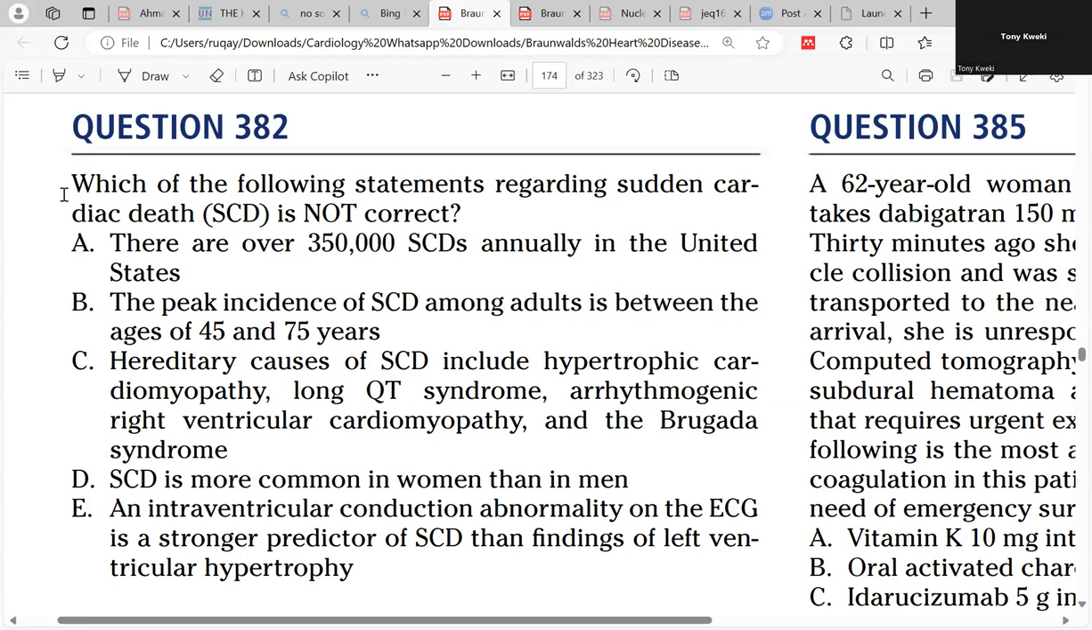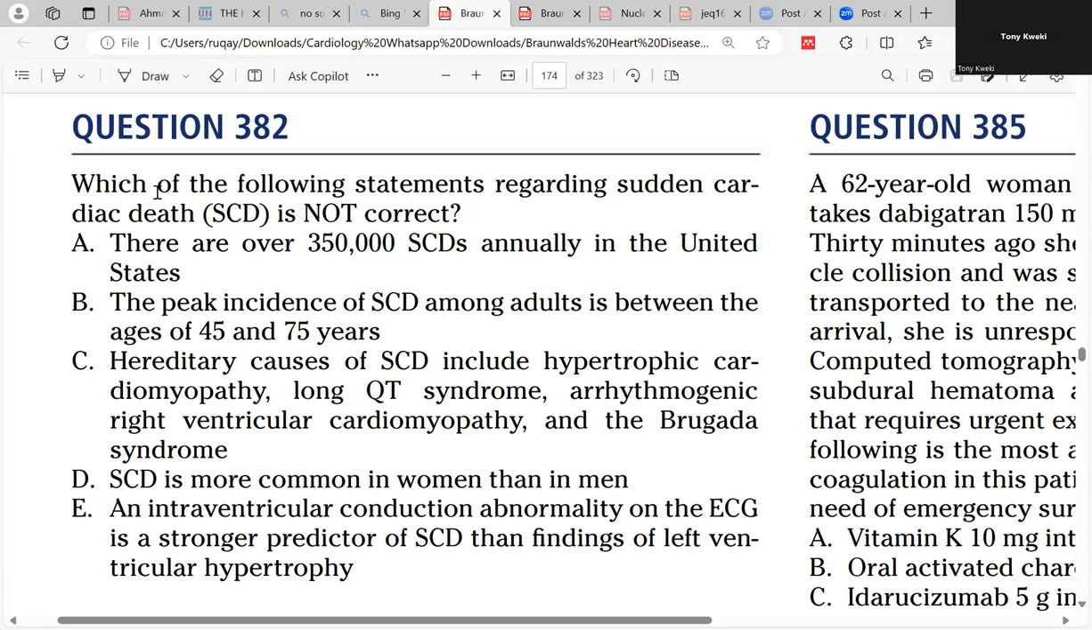So 382, which of the following statements regarding sudden cardiac death is not correct? So we're looking for one false answer. Going through the options, A says there are over early stages. B says the peak incidence of sudden cardiac death among adults is between the ages of 45 and 75. C, hereditary causes of sudden cardiac death include hypertrophic cardiomyopathy, long QT syndrome, ARVC, and Brugada syndrome. D, sudden cardiac death is more common in women than men. And E, an interventricular conduction abnormality on the ECG is a stronger predictor of sudden cardiac death than findings of left ventricular hypertrophy. So we're looking for one false answer.